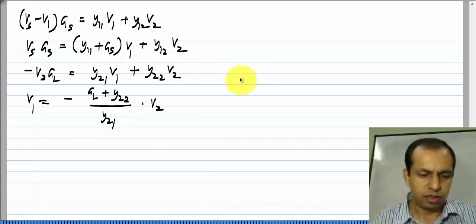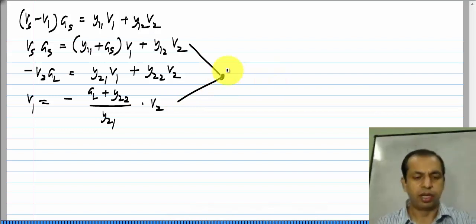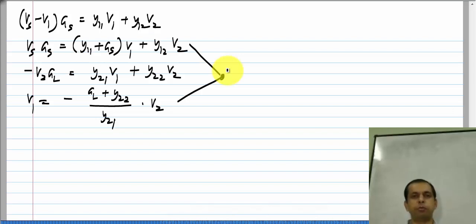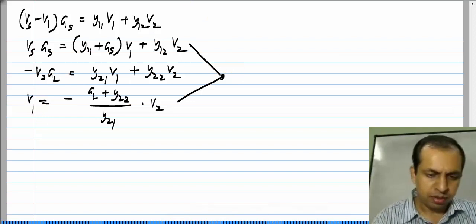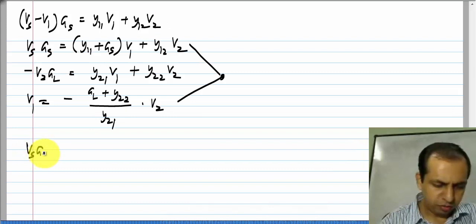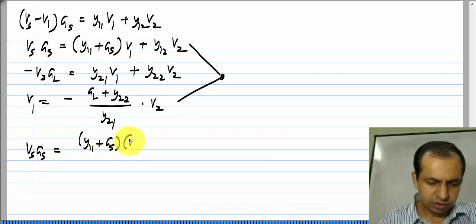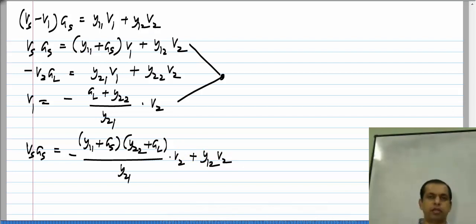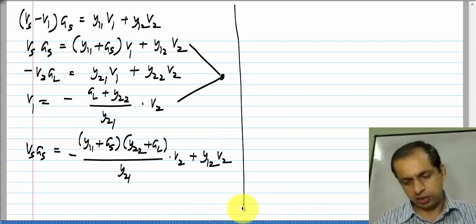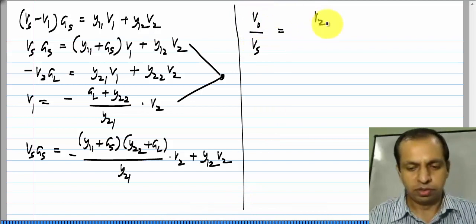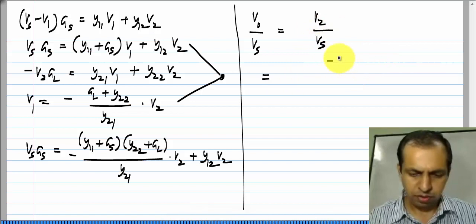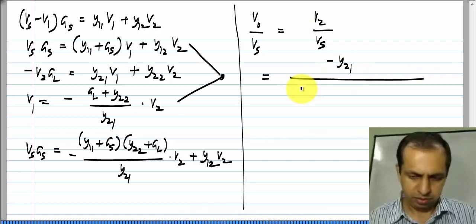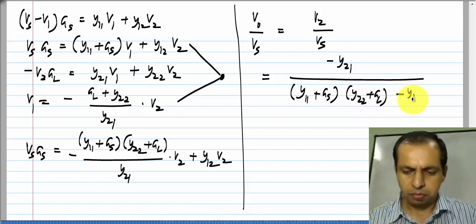So, let me copy those over, and from these two I need to eliminate V 1. So, that I have a relationship between V s and V 2, and V 2 is nothing but V naught, the output voltage that I am interested in. Okay. So, putting this into that one, I will get V s G s to be y 1 1 plus G s, y 2 2 plus G L divided by y 2 1 times V 2 plus y 1 2 V 2. Okay. Now, by manipulating this, I can get V naught by V s, which is the same as V 2 by V s, to be minus y 2 1 divided by y 1 1 plus G s, y 2 2 plus G L minus y 1 2 y 2 1.